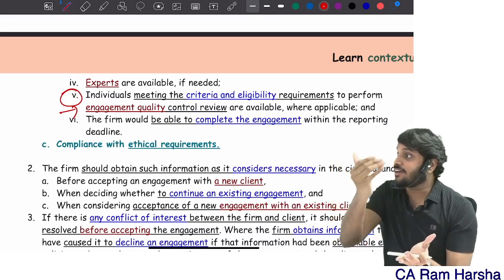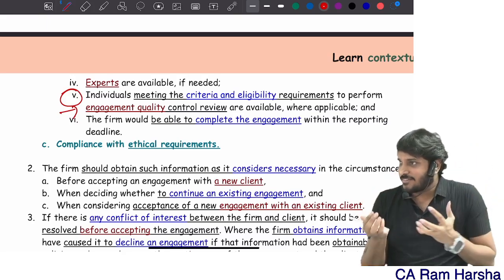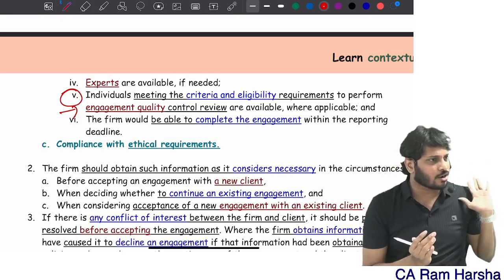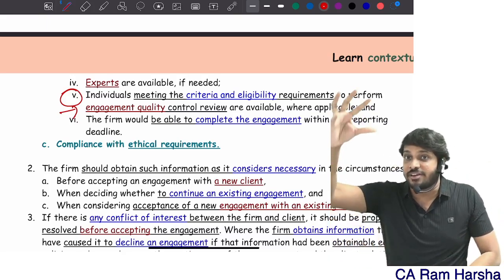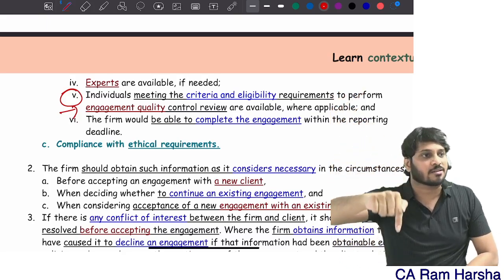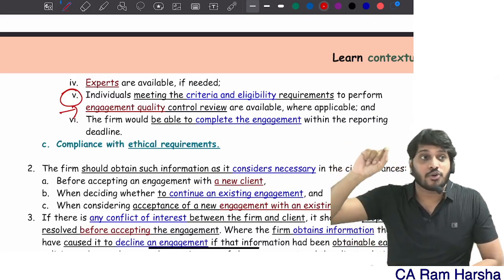The quality reviewer will verify whether we have taken proper consultation or not, whether the firm, whether the engagement team has done proper consultation or not. The quality control reviewer will verify your entire audit process. And he will give a no objection. Then only I will sign the audit report. That is called the quality control review process.